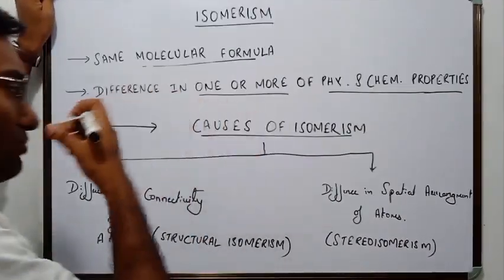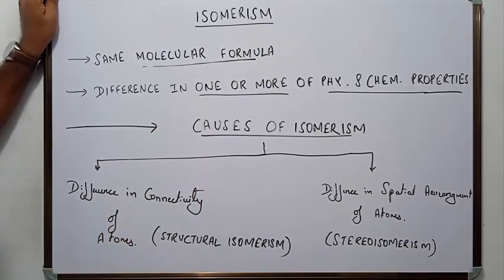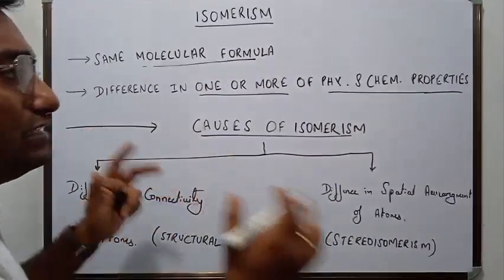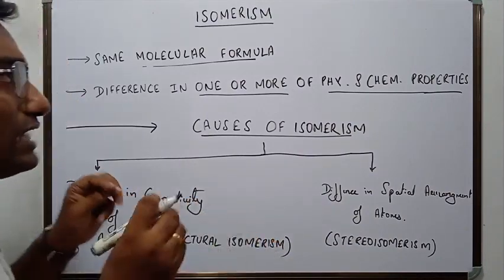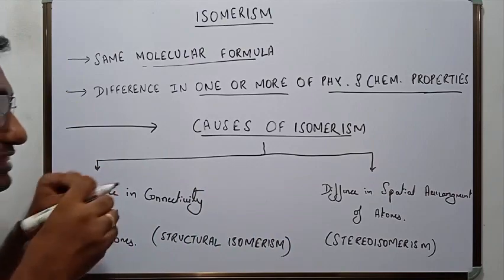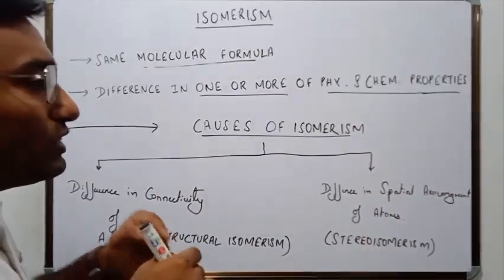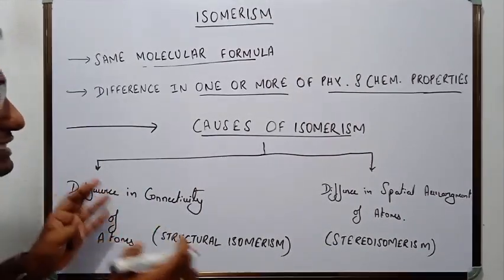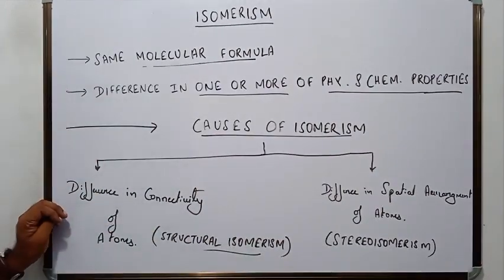Isomerism can occur for two reasons. First, it may be the case that the connectivity of atoms in the molecule is different. When I say the connectivity of atoms, what I mean is the arrangement of atoms within the molecule, the way the atoms are arranged within the molecule, which may be different. In that case, it leads to isomerism, and such kind of isomerism is specifically called structural isomerism.